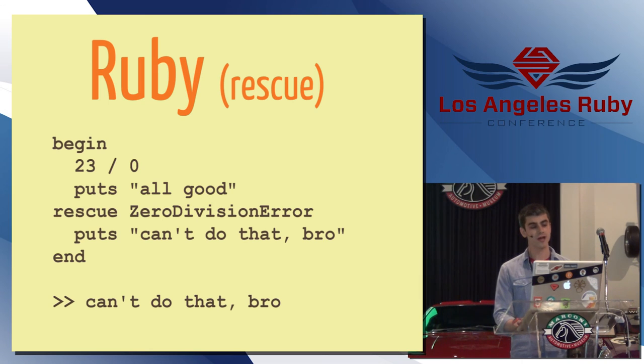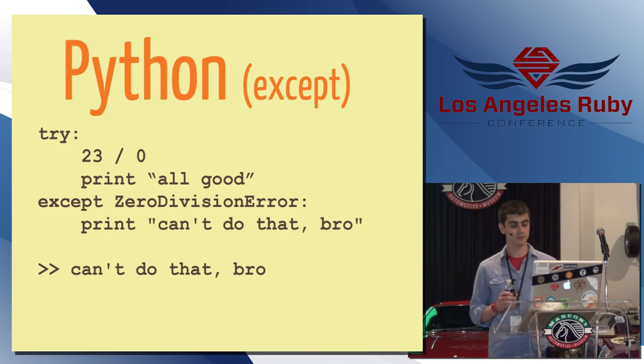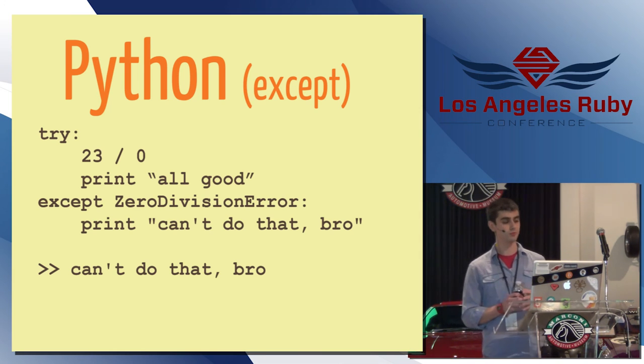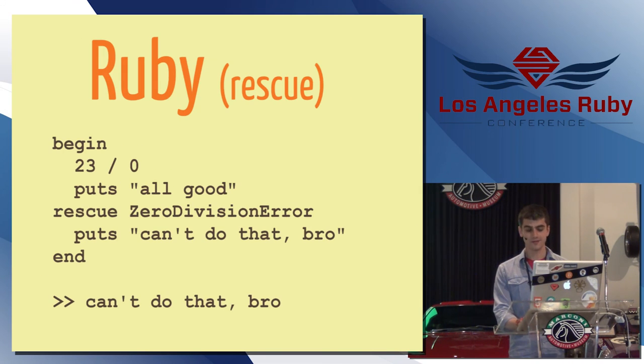Python uses try except. So again, this is very similar. You're just putting this in a try area here, and if you get that error, which you will in this case, a zero division error, the same thing will happen. You'll handle it in whatever way you want and resume program execution. So again, we got some different keywords here, and there's this extra end in Ruby at the bottom, but basically, same thing going on.